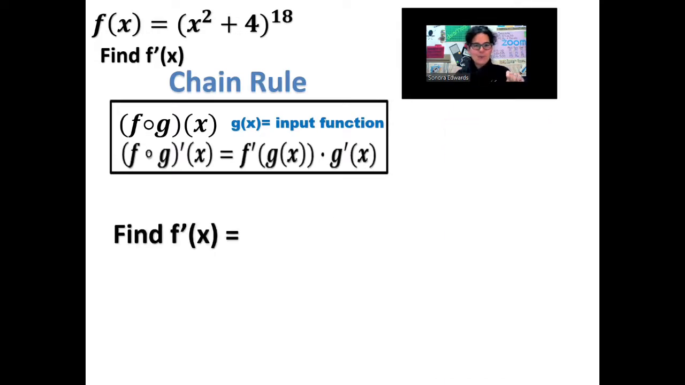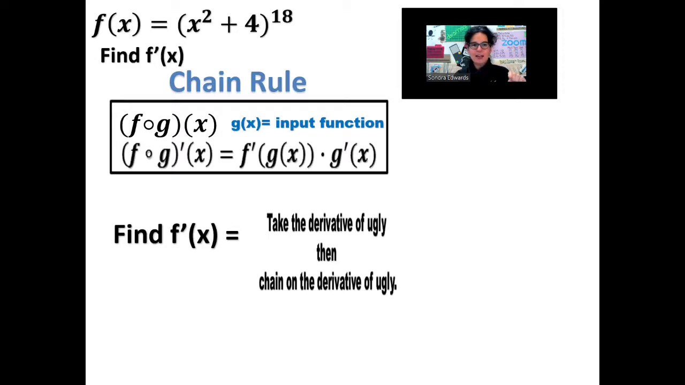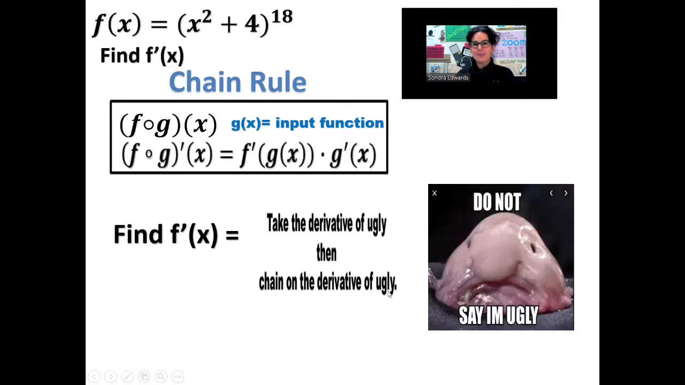Okay, so let's say I want to find f prime of x. Then we would be taking the derivative of ugly and then chaining on the derivative of ugly.